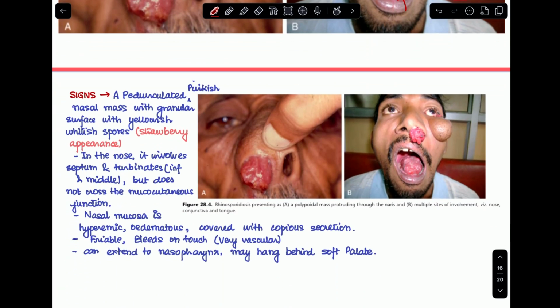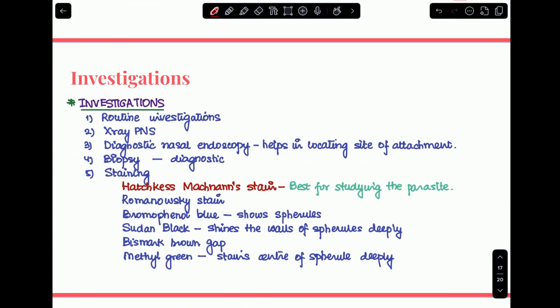So this was about what you see when you examine the patient. Now, you have examined the patient and come to a diagnosis that this could possibly be a case of rhinosporidiosis. What are the investigations that you will perform? First of all, you do your routine investigations, your blood count and so on. You do an x-ray of the paranasal sinuses. You do a diagnostic nasal endoscopy, and this will help you in locating the site of attachment of the nasal mass. A biopsy will be diagnostic of the disease, where you will see the histopathological features that I have described previously. That will help you in clinching the diagnosis.